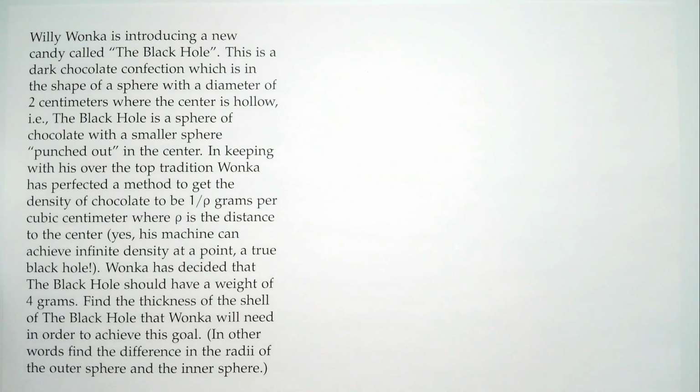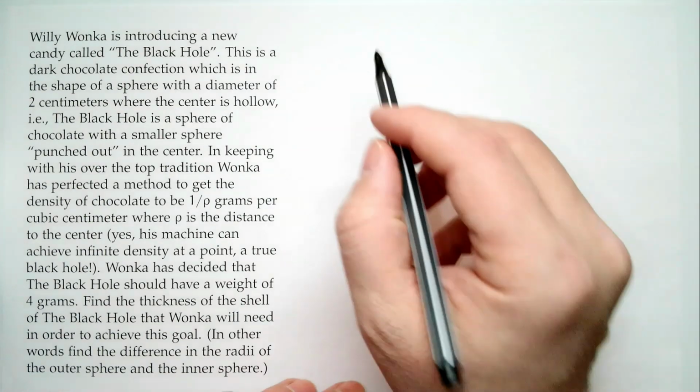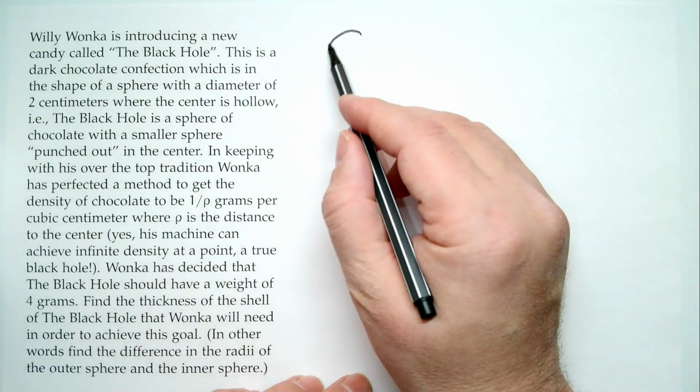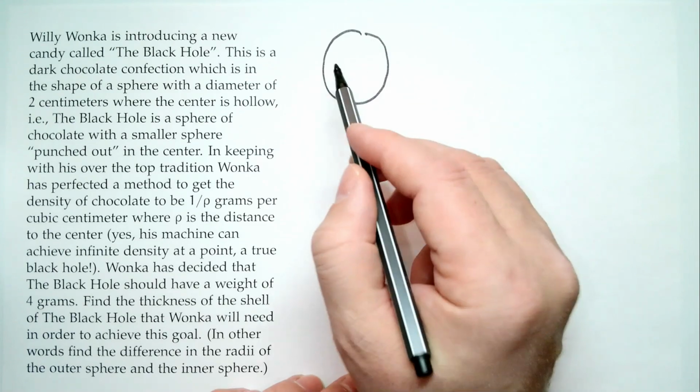Let's start with our warm-up problem. So Willy Wonka is introducing a new candy called the black hole. Now this is a dark chocolate confection which is the shape of a sphere, and it has a diameter of 2 centimeters. Okay, so what do we have? We have our 2 centimeters.